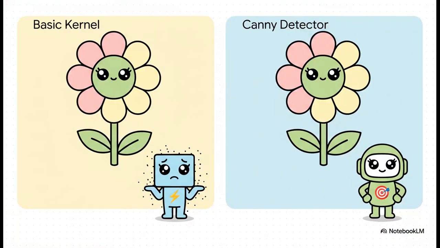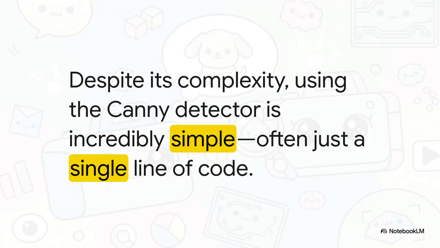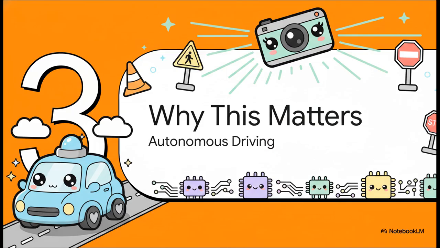Okay, let's put them side by side. On the left, our basic kernel. It's fast, but yeah, it's a little messy. But on the right, the Canny detector is so much smarter because it gets rid of the noise first. It gives us this incredibly clean, precise output, focusing only on the strong, important edges. I mean, you can just see the difference, right? And here's the really brilliant part. Even though there's a lot of complex stuff happening behind the scenes, noise reduction, fancy math, for us, using the powerful Canny detector is as simple as calling one function, just a single line of code. That's it.